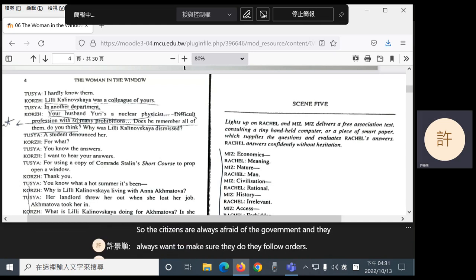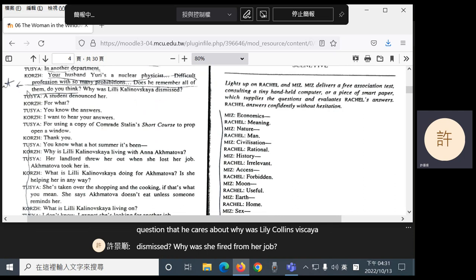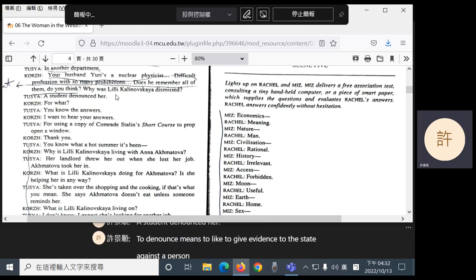So he threatens her husband and then he asks the question that he cares about. Why was Lily Kalinovskaya dismissed? Why was she fired from her job? And Tosya finally gives a serious answer. A student denounced her. To denounce means to give evidence to the state against a person.